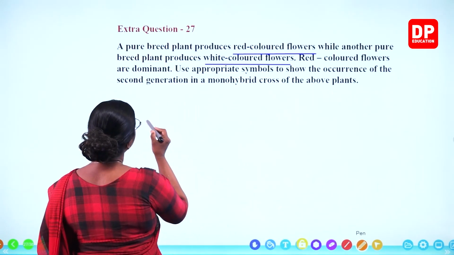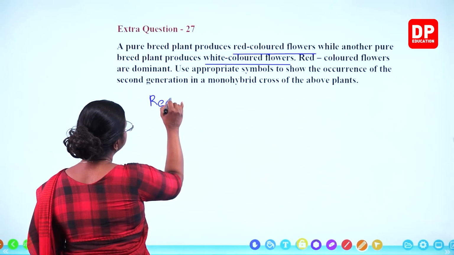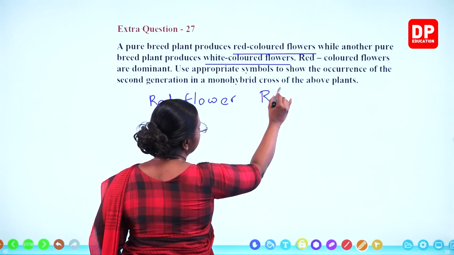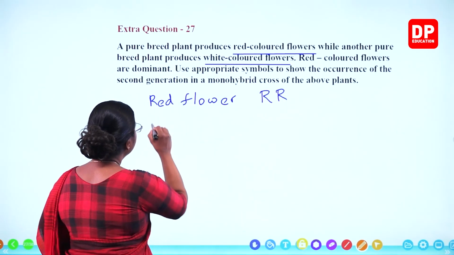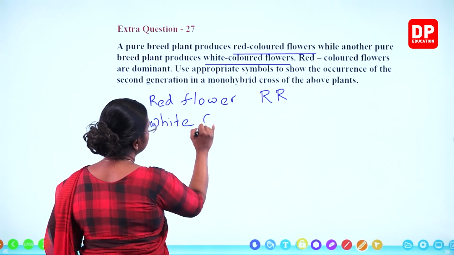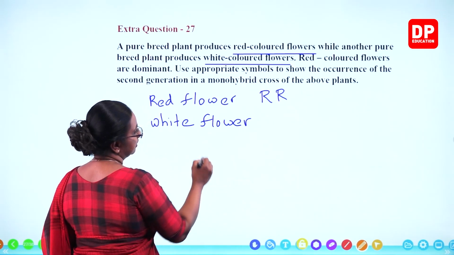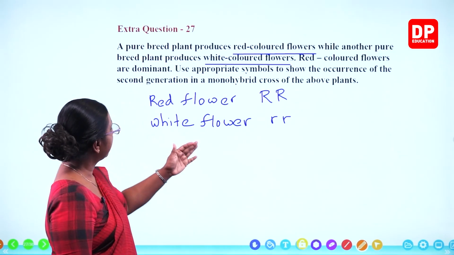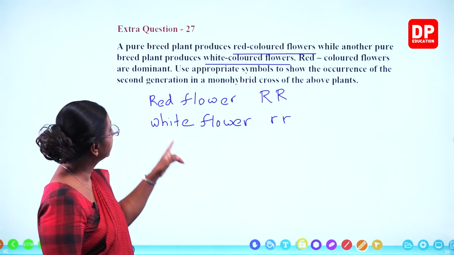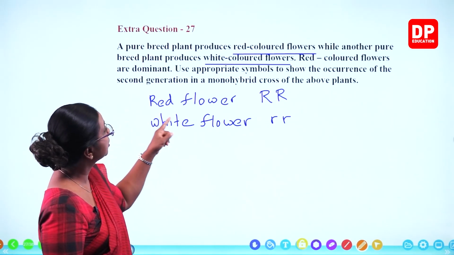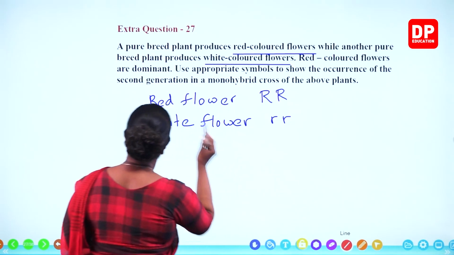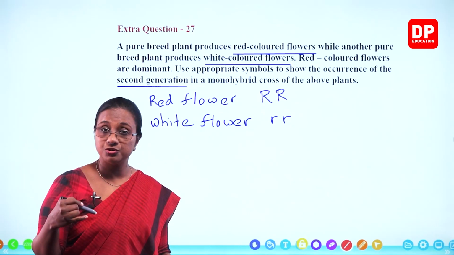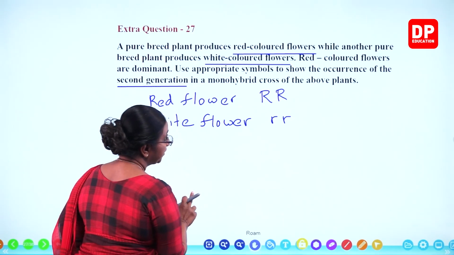So here you can see red colored flowers and white colored flowers, and the red colored flowers are dominant. So if you are to write the parents, purebred red flower, since that is the dominant color, we will be using capital R, purebred. Then white flower, since that is the recessive color, we use simple r. So red flowers, white flowers. Then you have to show the occurrence of the second generation. That is important. So you have to show the F1 generation, and then you need to show the F2 generation as well.